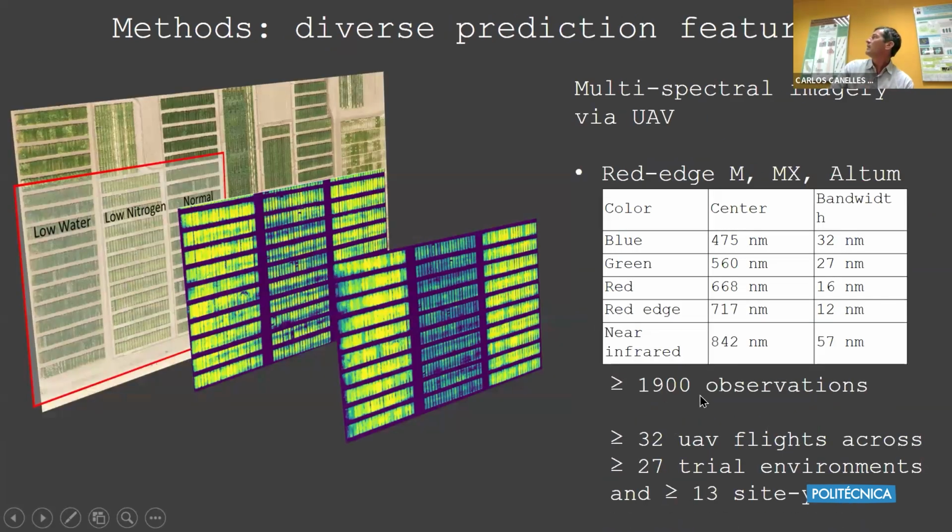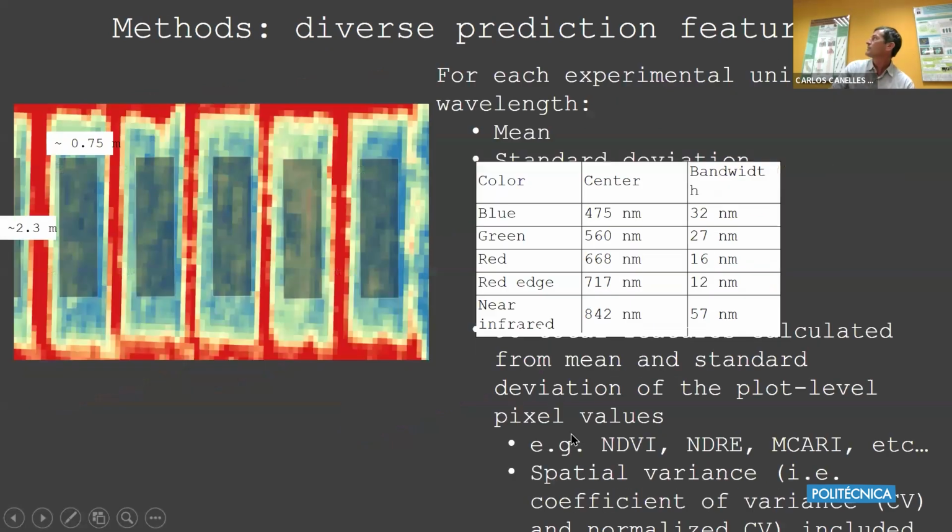So that resulted in about 1,900 observations, multiple UAV flights, multiple site years. Again, blue, green, red, red edge, near infrared.